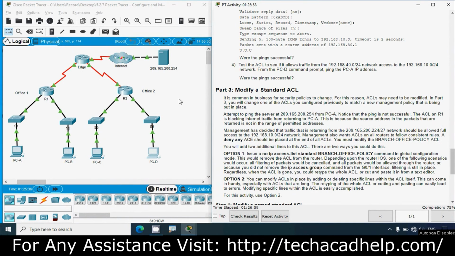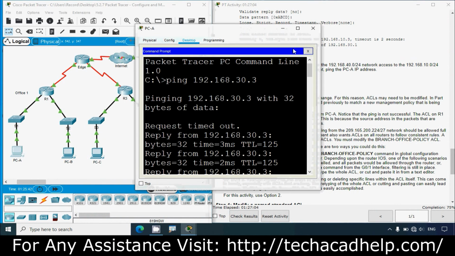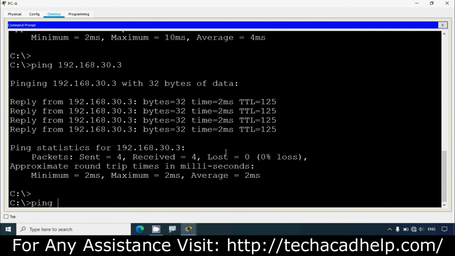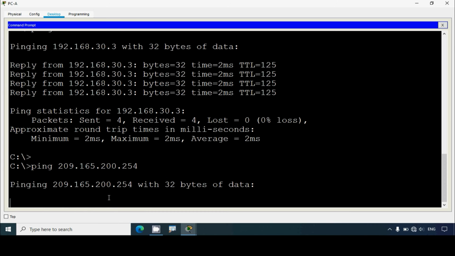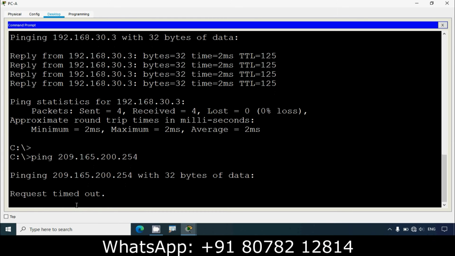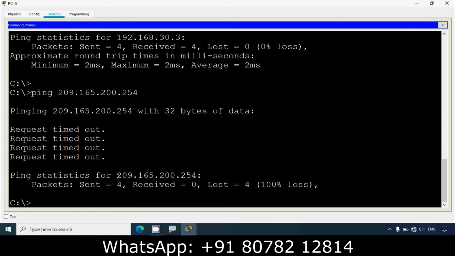Okay, we will attempt to ping this server using this address from PC-A. Ping to our server, and we are waiting for the replies. Request timed out. No, it's not working. Packets sent 4 but received 0. 100% loss.